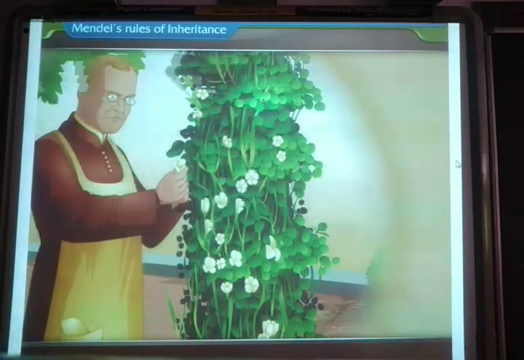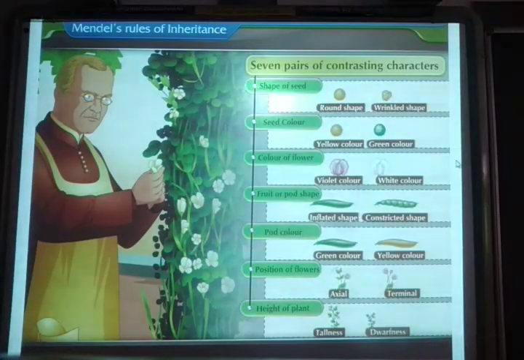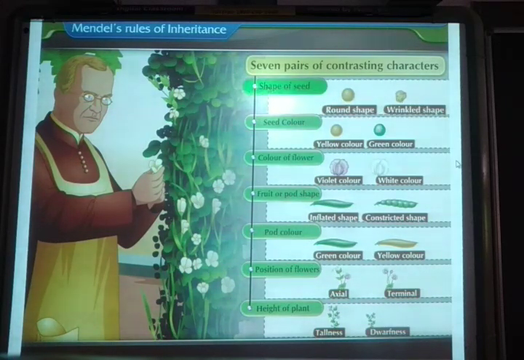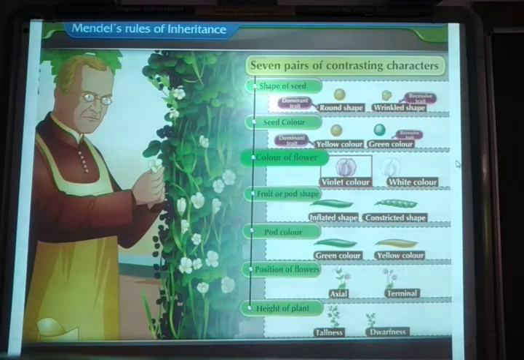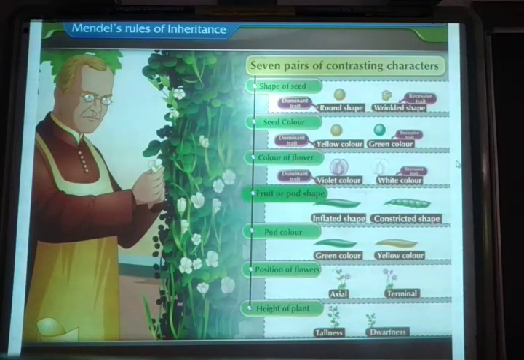Likewise, Mendel studied 7 pairs of contrasting characters. Let us discuss these characteristics. When we consider the shape of a seed, round shape is a dominant trait, while wrinkled shape is a recessive trait. With respect to seed color, yellow color of seed is dominant and green color is recessive. When we consider the color of the flowers, violet or red color is a dominant trait and white color is a recessive trait. With respect to fruit or pod shape, inflated shape of pod is a dominant trait, while constricted shape of pod is a recessive trait.